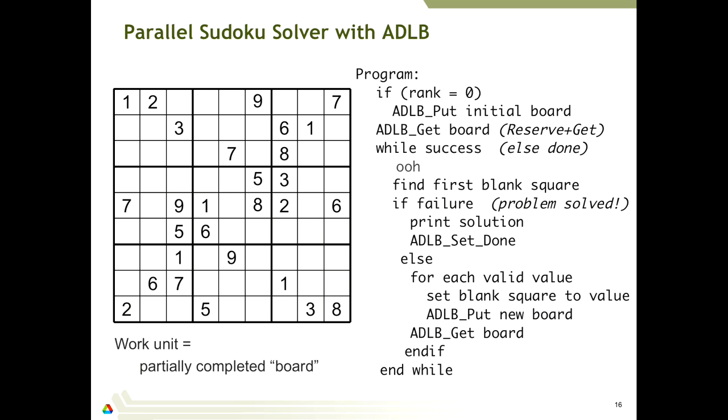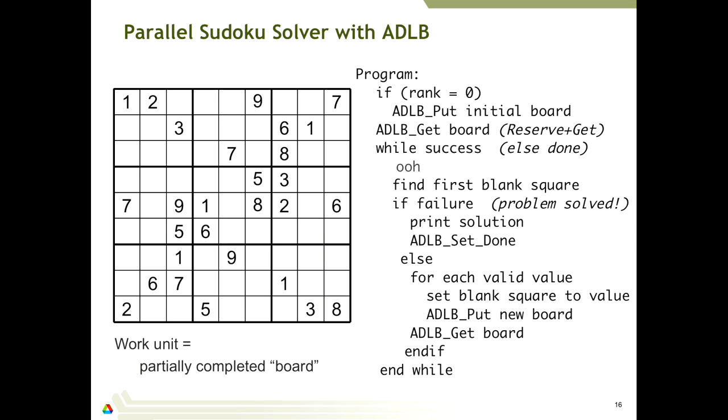So here's the whole program. The way it works is that a single process reads the newspaper and does an ADLB put of the puzzle. The work unit, that is the task, will be a partially completed board like this. So you start with the one in the paper, you put it in the pool, and then all the processes execute this loop here. They all get a board, that's the reserve and get, and if they couldn't get one, then you're done. We'll see how that's handled in a second.